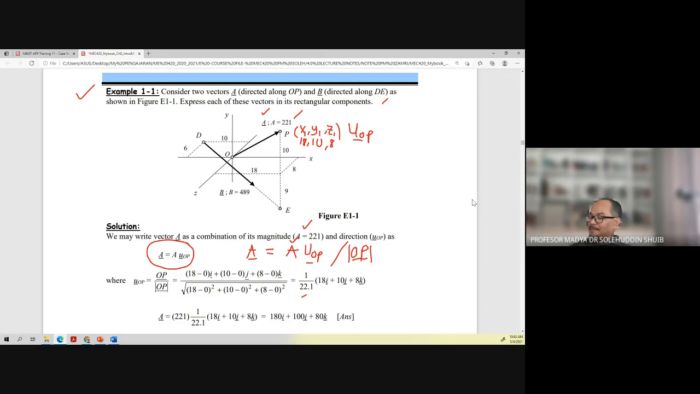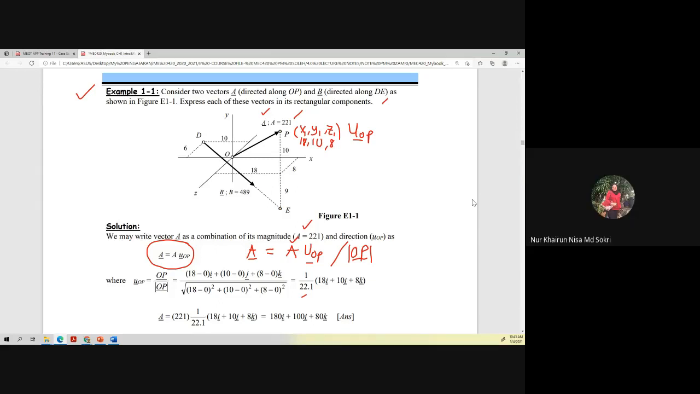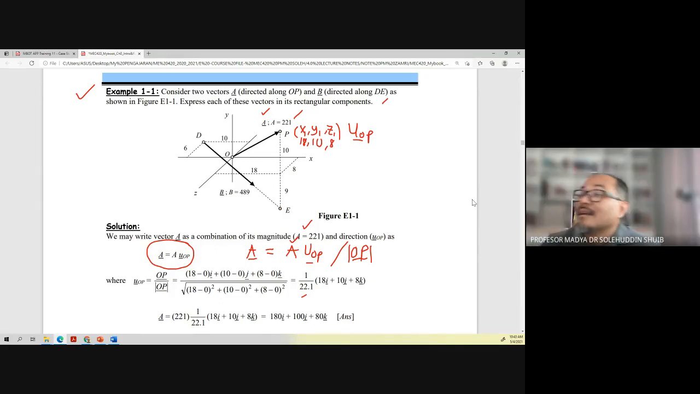Let me use a scientific calculator. 18 squared plus 100 plus 64. Take the square root of that, and you get 22.09. Rounding off, we get 22.1. So this is the answer for the magnitude used for the unit vector in the direction along OP. This is how we get it.